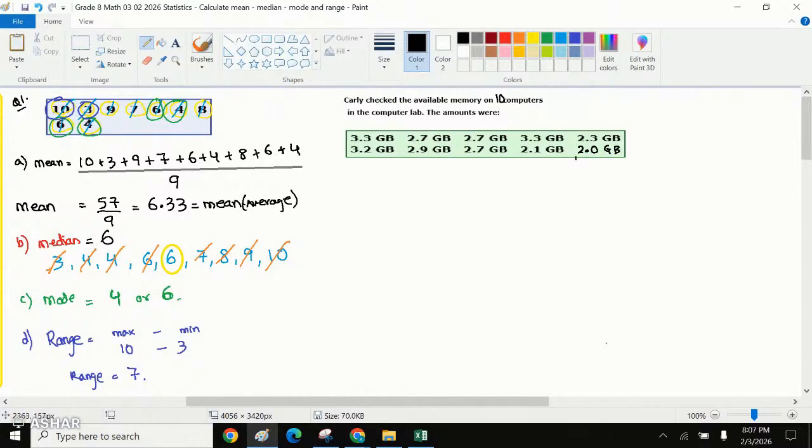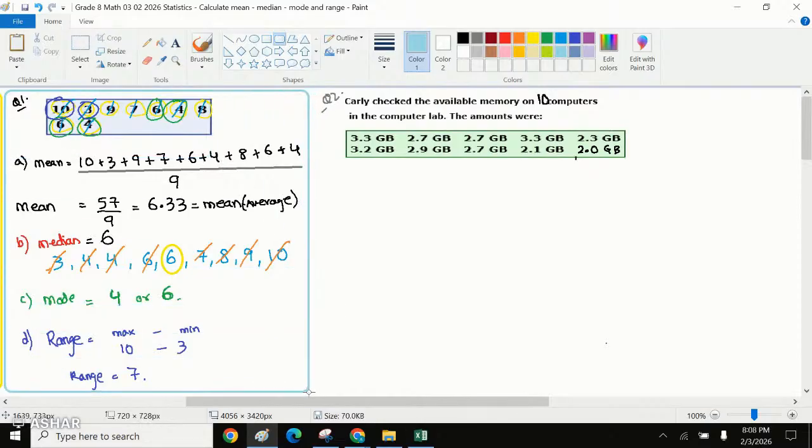Okay, for this question number 2. And the question number 2 says, Carly checked the available memory on 10 computers, right? So these are the memories available, 3.2, 3.3, 3.2, 2.7, 2.9. They're total 10 values, 10 computers, 10 available memories, right? So let's try to find the mean, median, mode, and the range for this particular question, okay? All 4 values for this question.